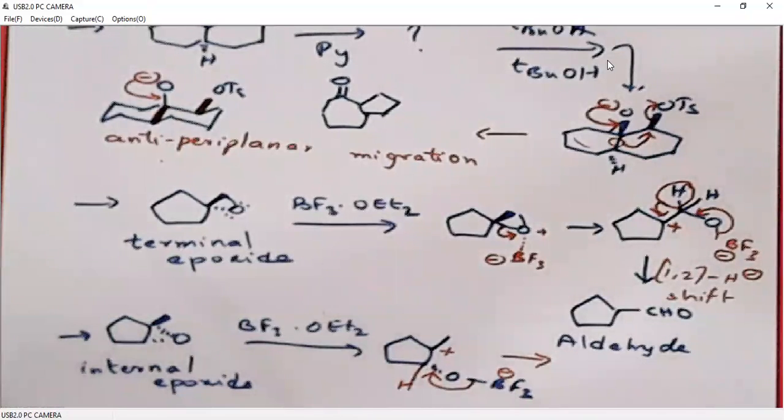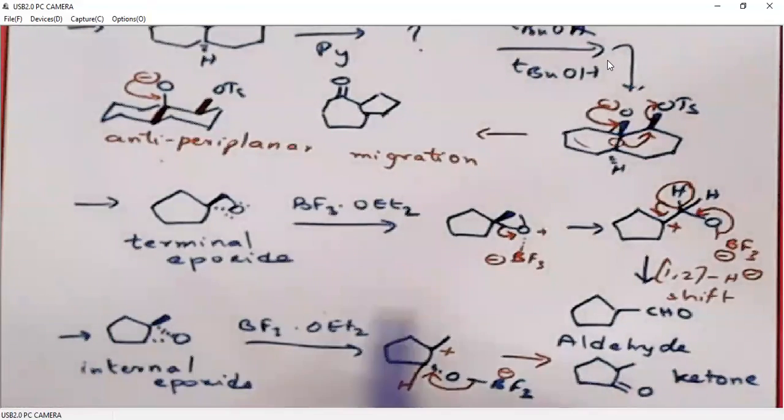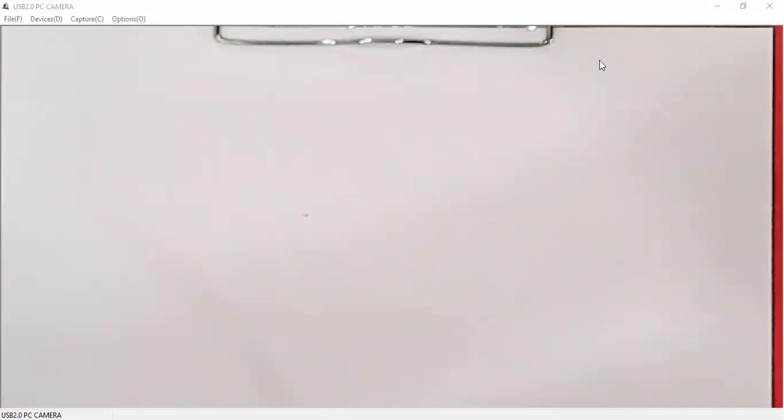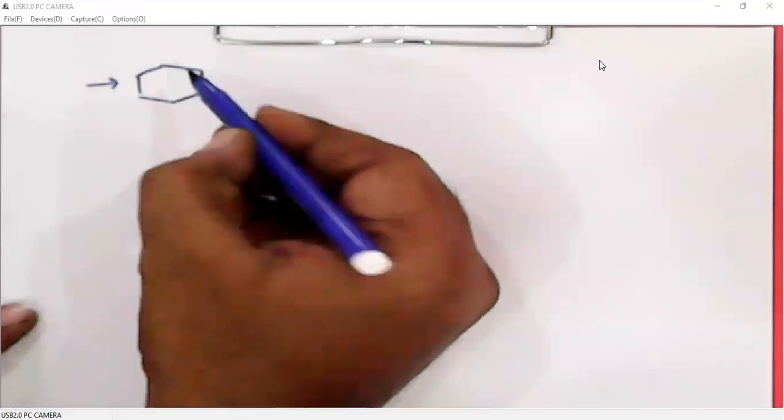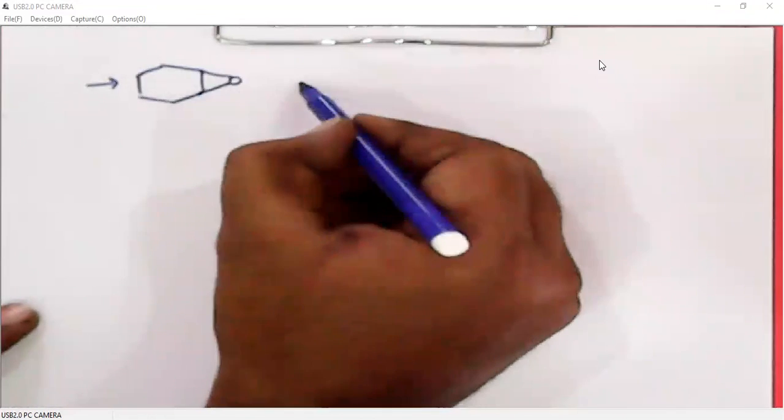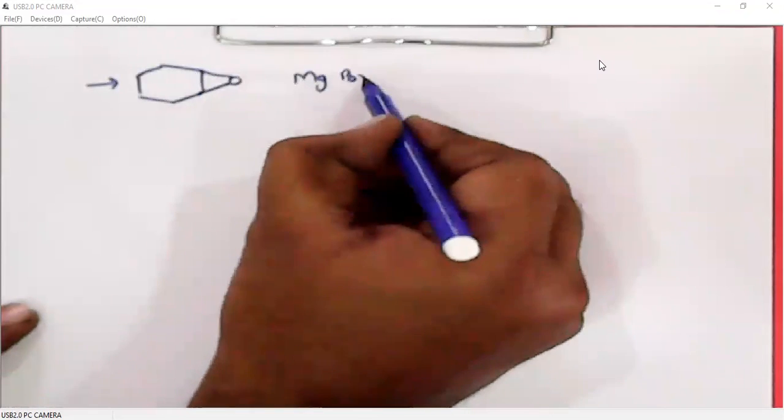So what is the product here? It is a ketone. So terminal epoxides will generate aldehyde, whereas internal epoxides will generate ketone in semi-pinacol-pinacolone rearrangement. These examples, I'll give the products also. You try how these products are formed.